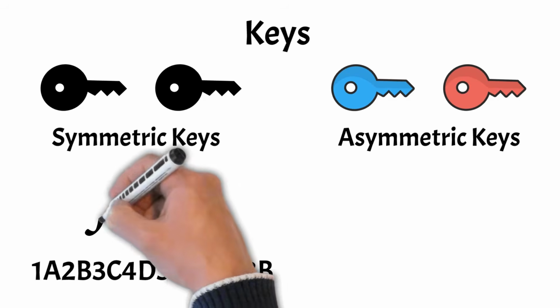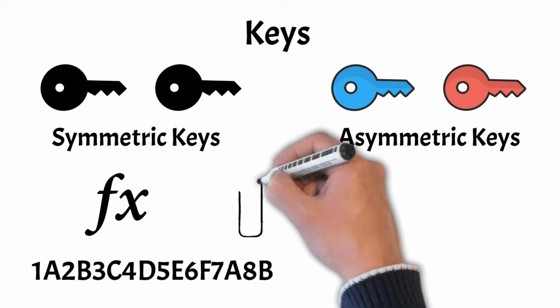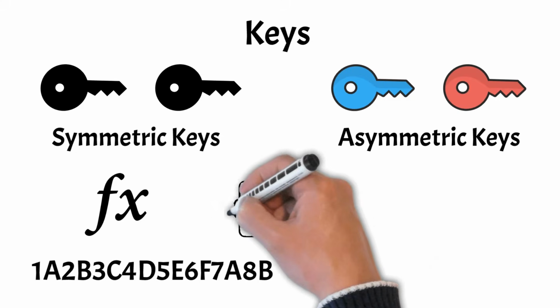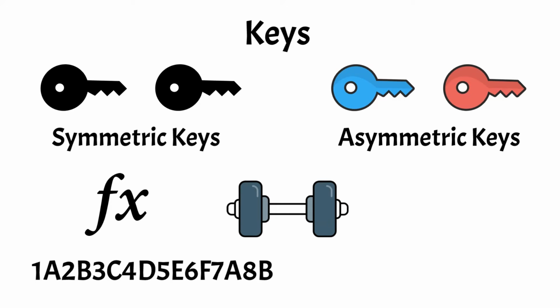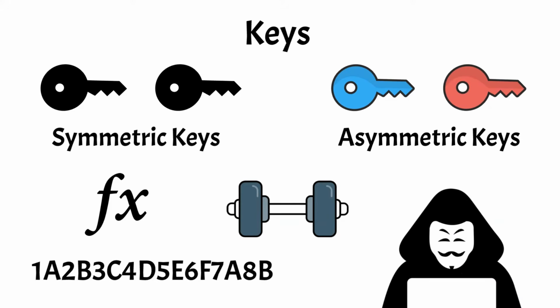These keys are mathematically related, meaning data encrypted with the public key can only be decrypted with the corresponding private key and vice versa. The strength and security of a cryptographic system are largely dependent on the complexity and secrecy of its keys. Longer keys generally provide stronger security because they are more resistant to brute force attacks.